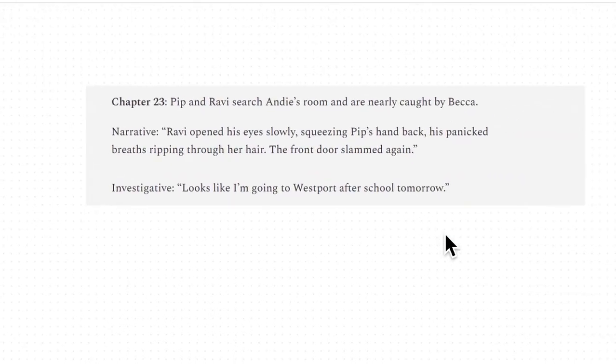In chapter 23, Pip and Ravi search Andy's room, and they're nearly caught by Becca. "Ravi opened his eyes slowly, squeezing Pip's hand back, his panicked breaths rippling through her hair. The front door slammed again." This is a very tense scene, made more so by the romantic tension and the stakes for Ravi. We have another sweet bonding moment, so we have a positive shift in the romantic relationship, and when Becca leaves, there's a shift from danger to temporarily safe.